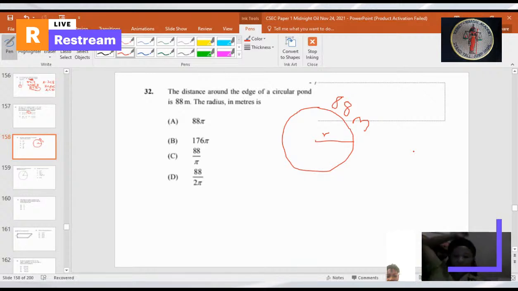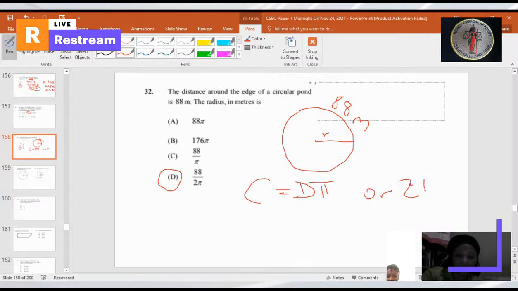The radius is circumference divided by 2 pi. So that would be D. The radius is the circumference divided by 2 pi. So remember, circumference is pi times the diameter, 2 times pi times the radius, right? So to get the radius, then we divide the circumference by 2 pi.